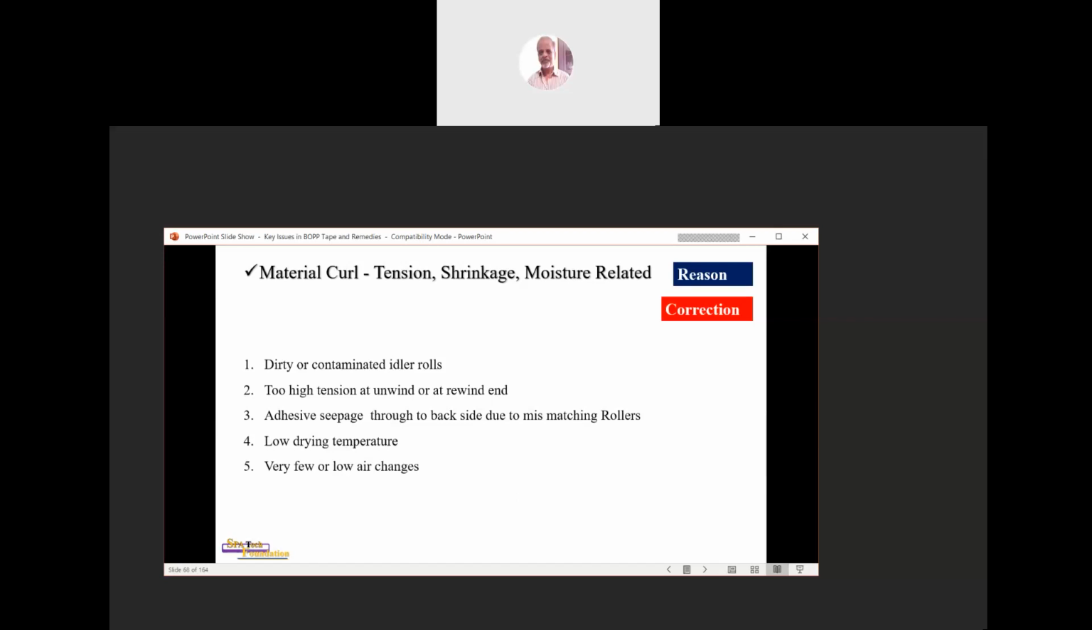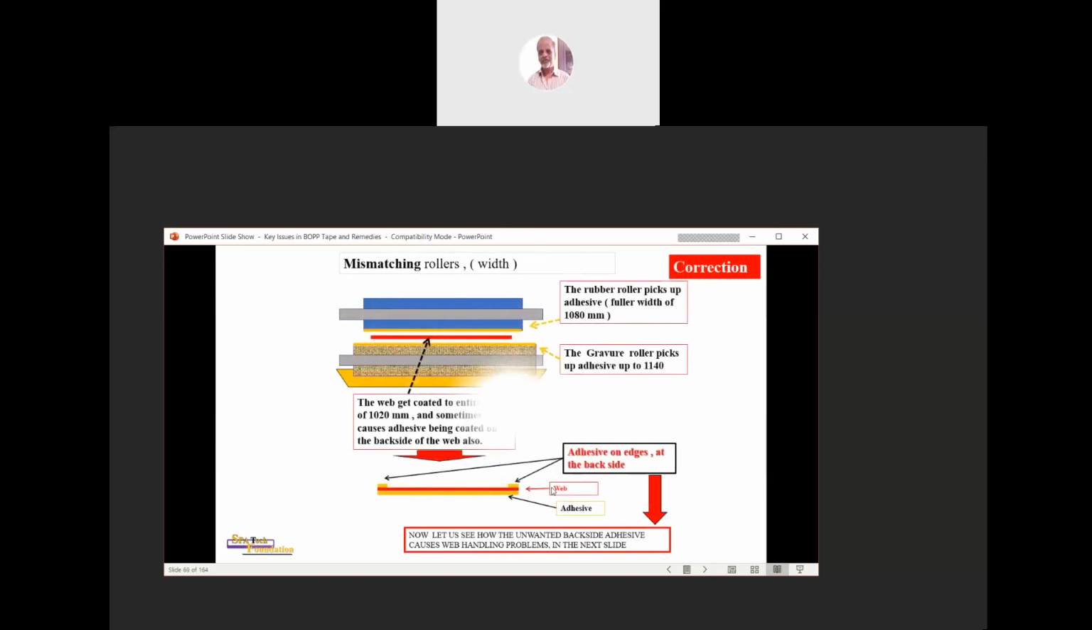Very few or low air changes is another reason responsible for improper drying or keeping residual moisture in the coated film. Improper alignment of rollers and idlers is another reason. What I mean by mismatched rolls or roll widths, here is the example.